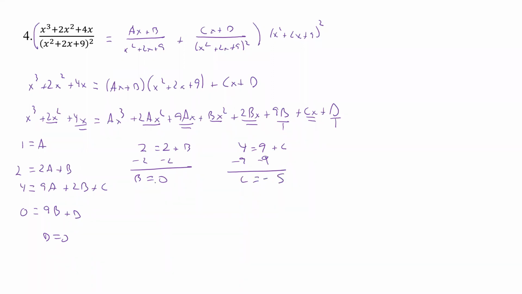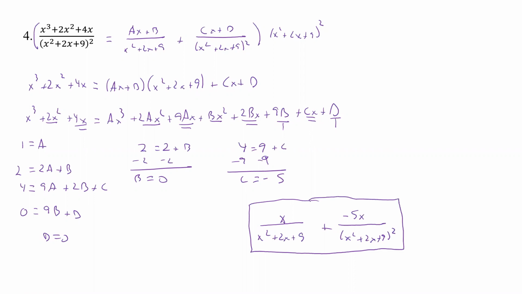Okay, so we've got C, we've got B, we've got D, we've got A. So now we can plug it into the original up here. A, we said was 1, so that's just going to be x plus B, which was 0. So it's x over x squared plus 2x plus 9, plus C, which was negative 5x. D was 0, so that's a 0. And then we have x squared plus 2x plus 9, the quantity squared. And then that should be our original fraction decomposed into two fractions. So that's a few more exercises to show you some more examples of how to decompose fractions.